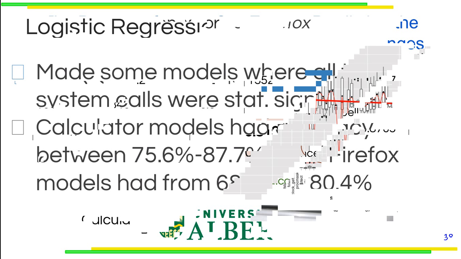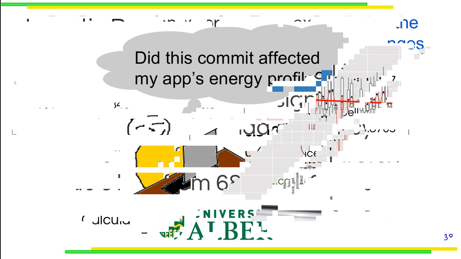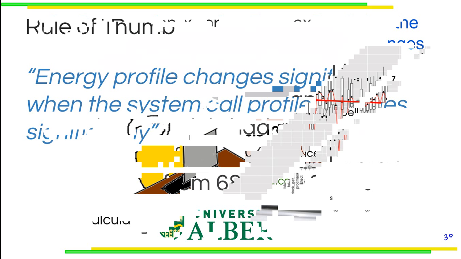But this isn't quite useful. So considering the scenario of the developer, a developer would think whether a particular commit affected the energy profile of his application or not. So in order to evaluate this, we propose a rule of thumb which basically states that the energy profile changes significantly when the system call profile changes significantly. So based on whether your system call profile changed, you say the energy profile changed or not.